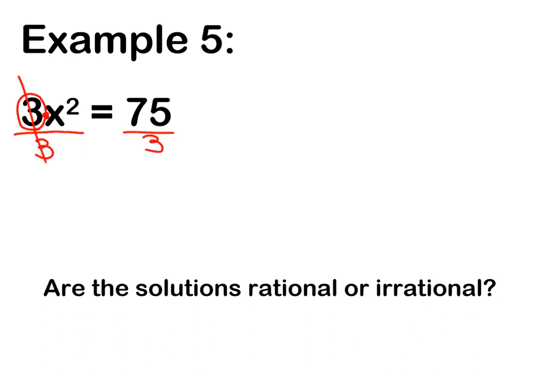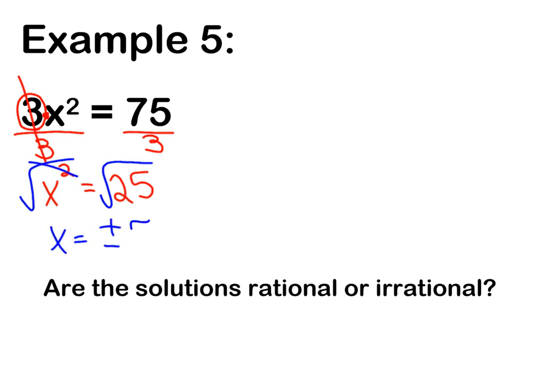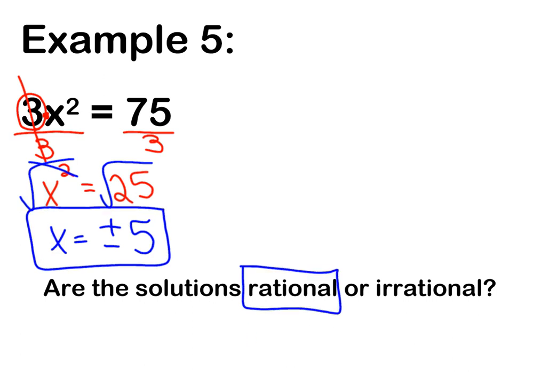That is going to cancel on the side to give me x squared equals 75 divided by 3 is 25. And now I have the exact same situation where x squared equals a number, so I take the square root, which cancels. I get x equals positive and negative 5. This is considered rational because it is a perfect square.